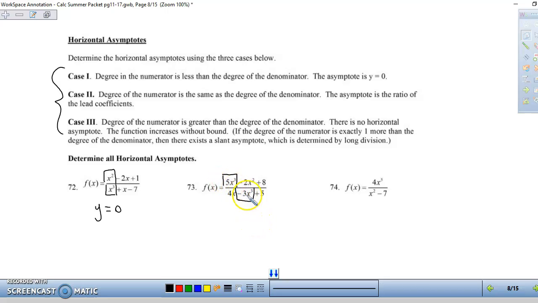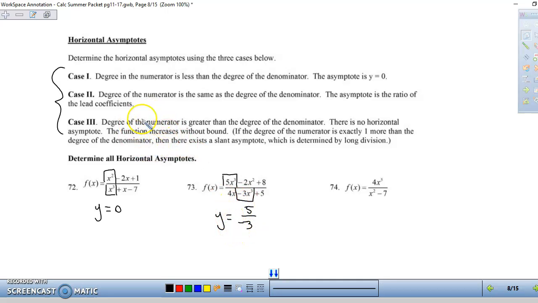So then you just take the coefficients of those leading coefficients, and then you just make a fraction out of them. So this would be y equals 5 over -3 would be the horizontal asymptote.